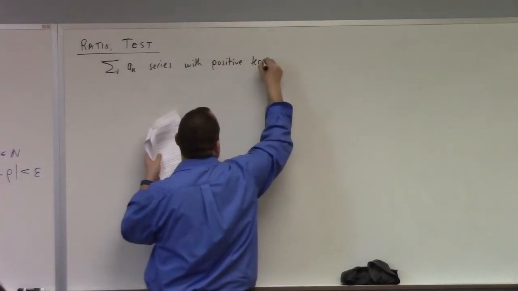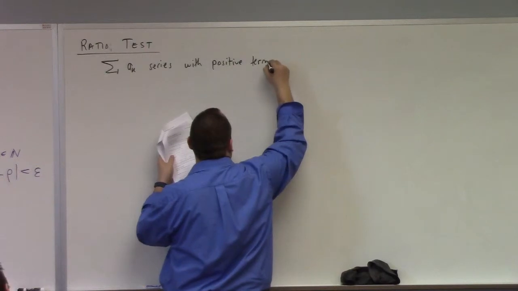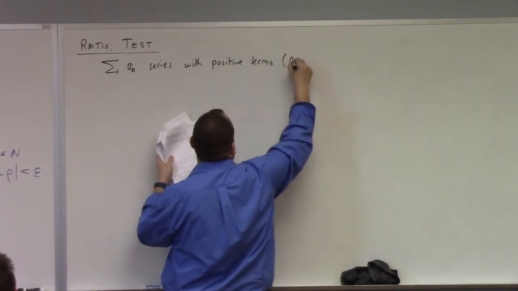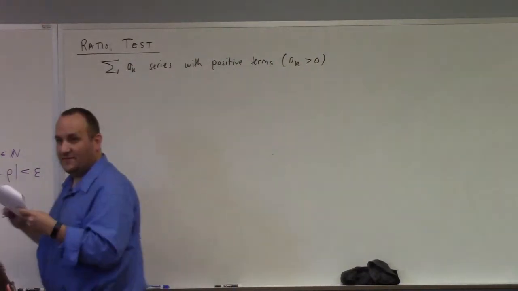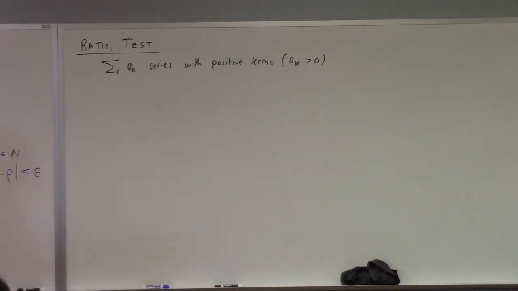So if you got a series with non-negative terms, which is the right tool to try? Yeah, one or the other. Definitely not this one, right? If it's got 0 as a term, don't use the ratio test.